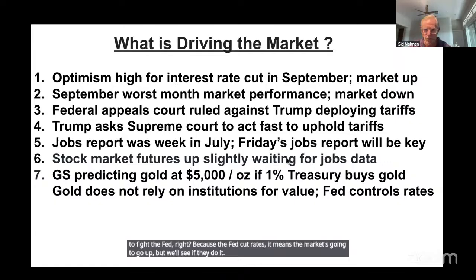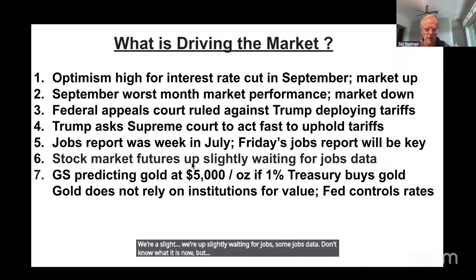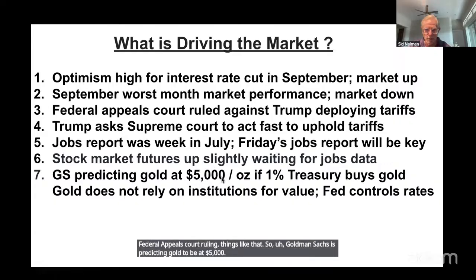Stock market futures, at least this morning, were up slightly, waiting for some jobs data. Don't know what it is now, but again, it's been turning up. It's been reversing quite a bit based on data that comes out, based on things like the Federal Appeals Court ruling, things like that. So Goldman Sachs is predicting gold to be at $5,000 in a couple of years, $5,000 per ounce.